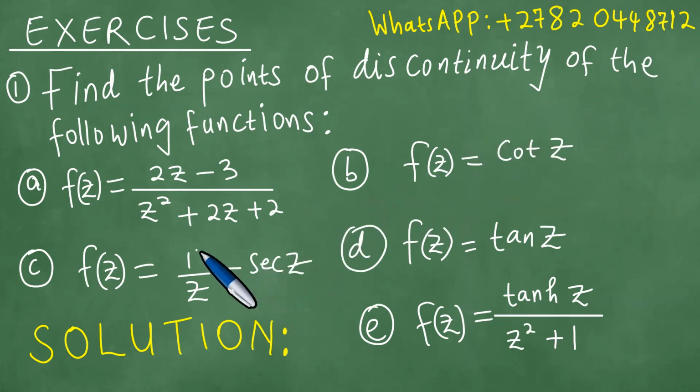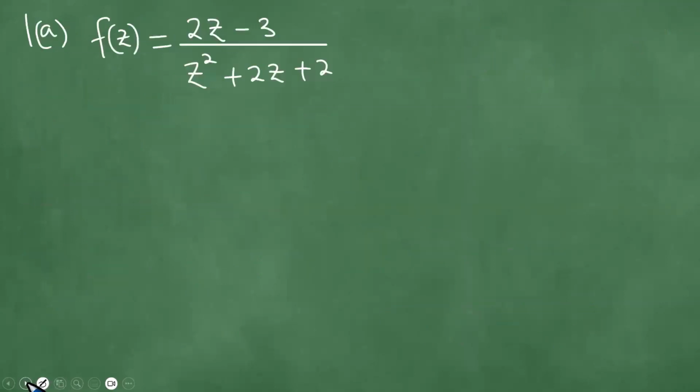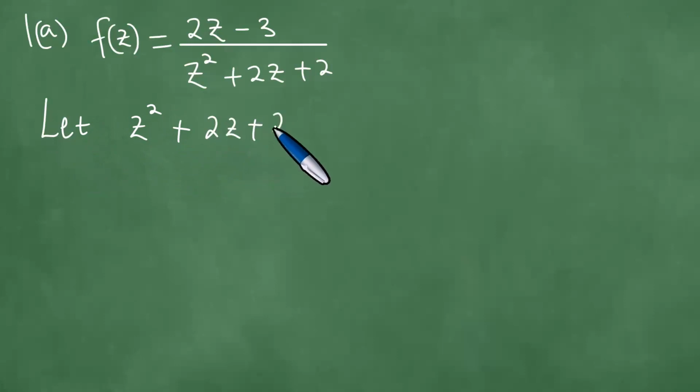Okay, so we proceed to find the points of discontinuity of the functions. All right, now we focus on 1a next. Right, so we have f of z equals 2z minus 3 all divided by z squared plus 2z plus 2. And now we proceed to let z squared plus 2z plus 2 be equal to 0.